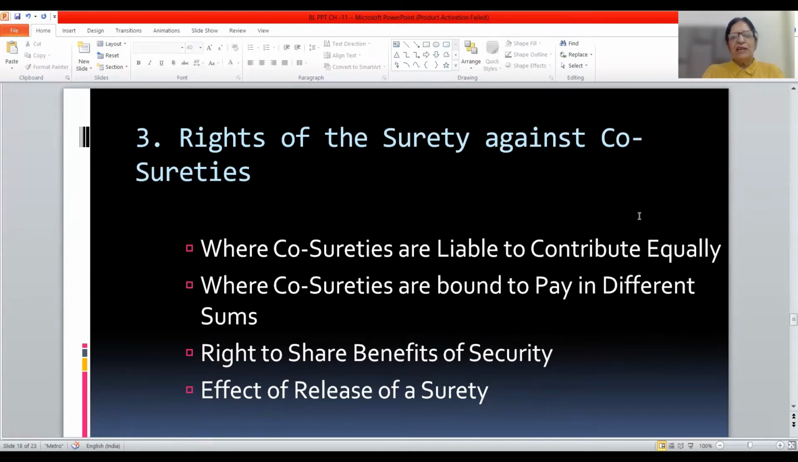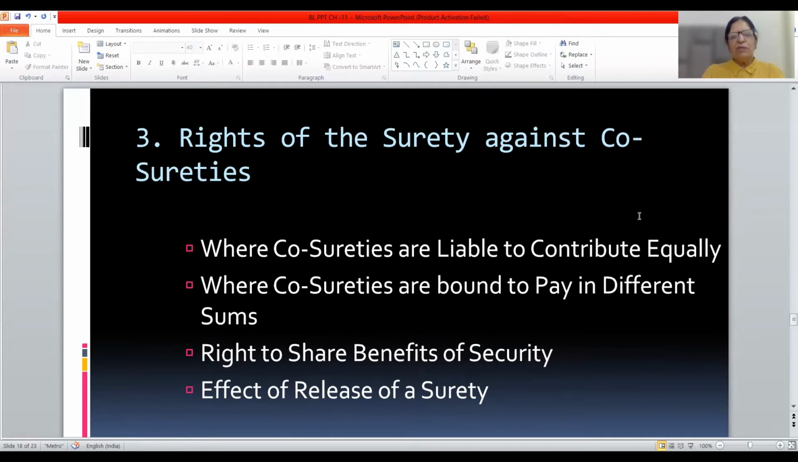The right to share benefits of security. If there is any security in the possession of the creditor, then all the co-sureties will have the right to obtain the benefit of that. Effect of release of a surety.